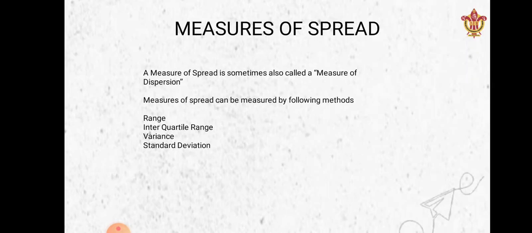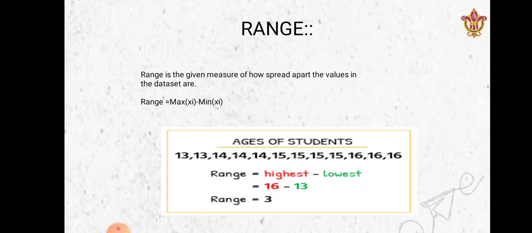Coming on to the measures of spread. Measures of spread is sometimes called measure of dispersion. We have different methods for calculating measures of spread, that is range, interquartile range, variance and standard deviation. Starting with the range. Range is a measure of how spread apart the values in the data set are. For range, we need to use the formula maximum of xi minus minimum of xi.